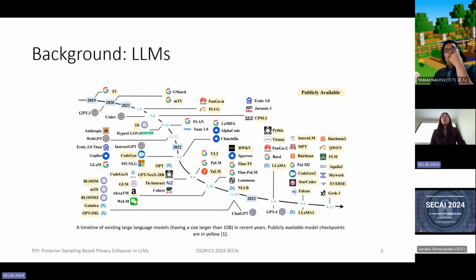Okay, let's start to talk about large language models. Here is an image from a survey paper, a survey of large language models, published in December 2023. It shows the timeline of existing large language models. The authors of this survey mark the large language models with publicly available model checkpoints in yellow. We can see how the landscape of large language models has expanded.